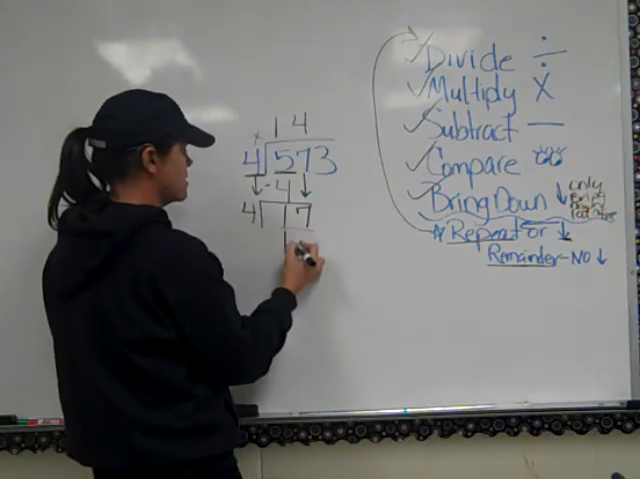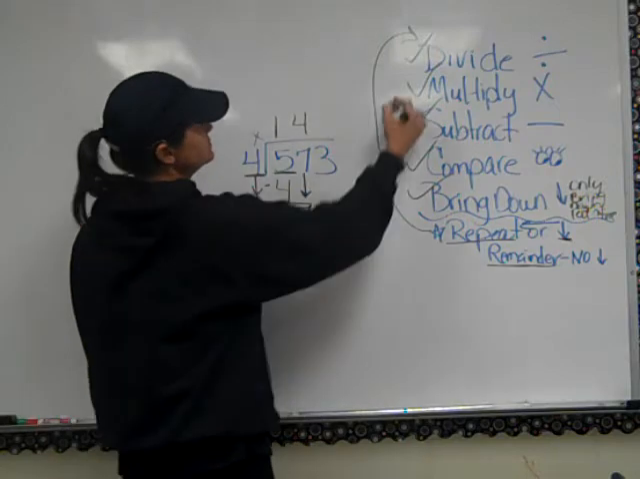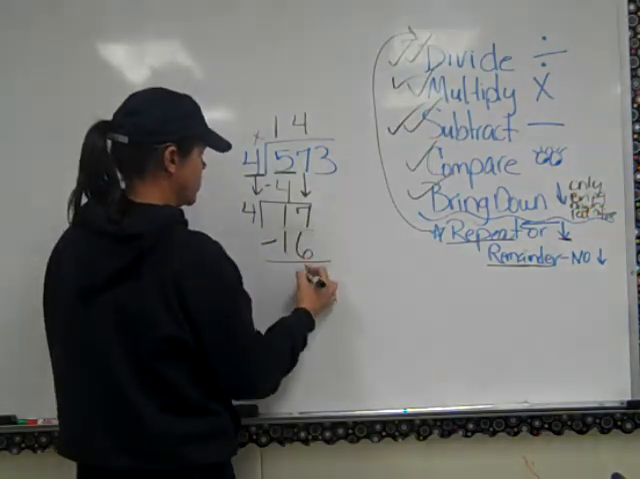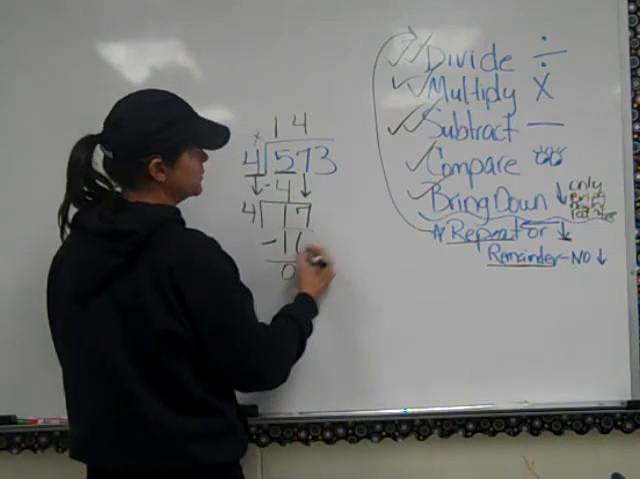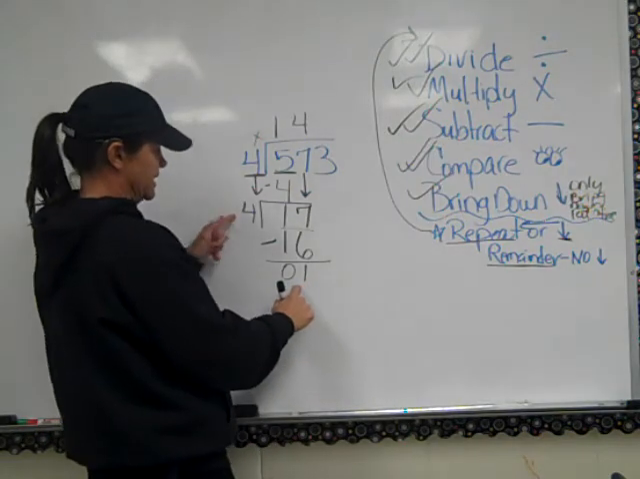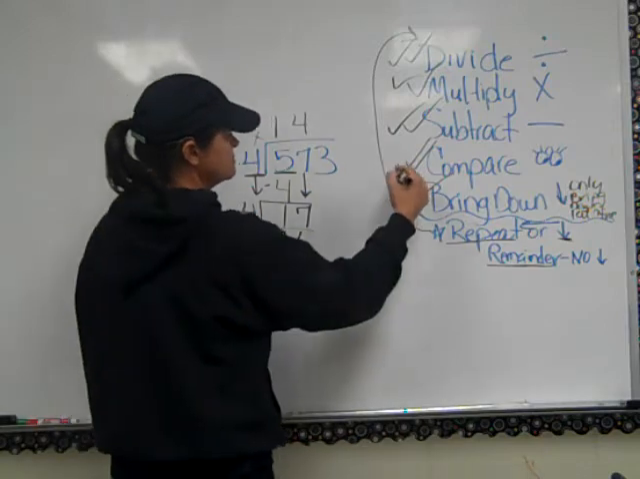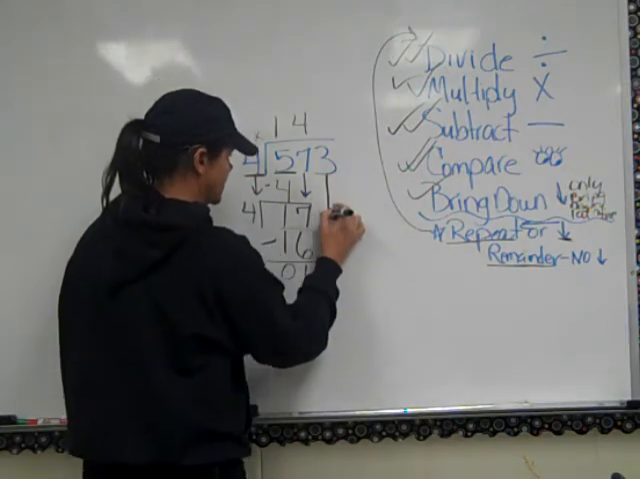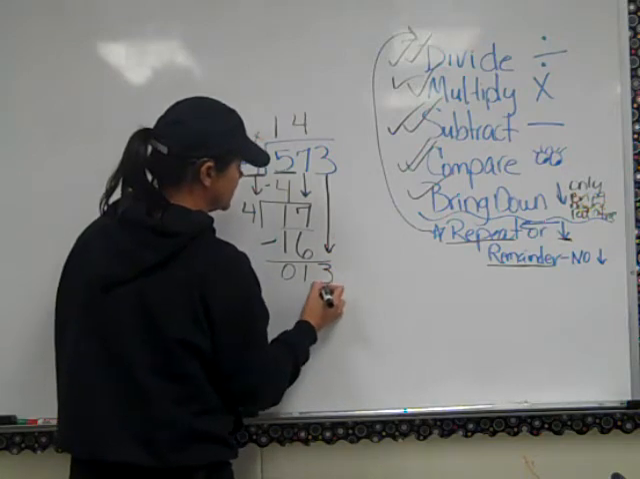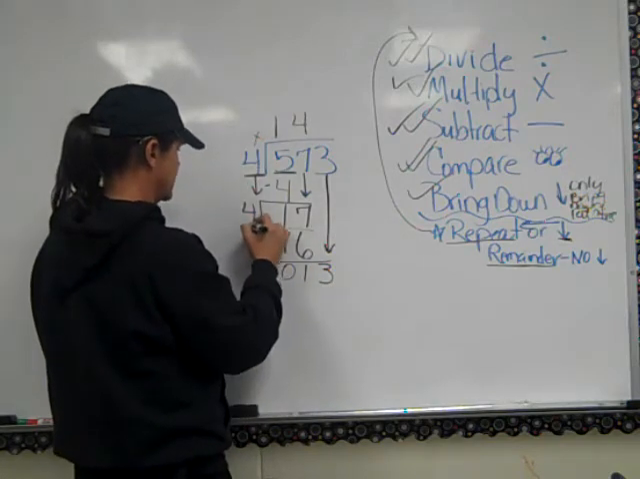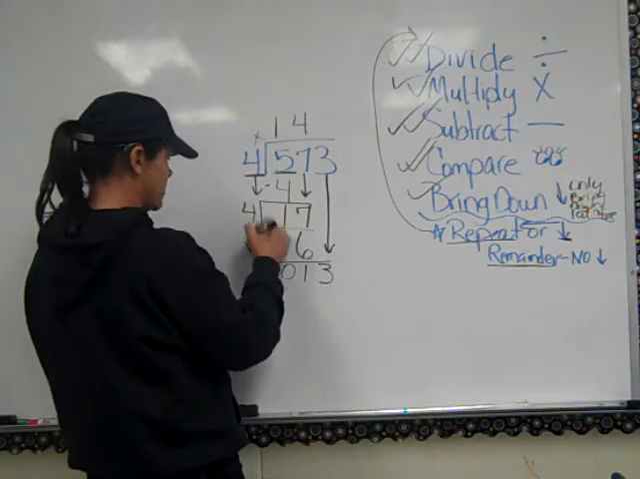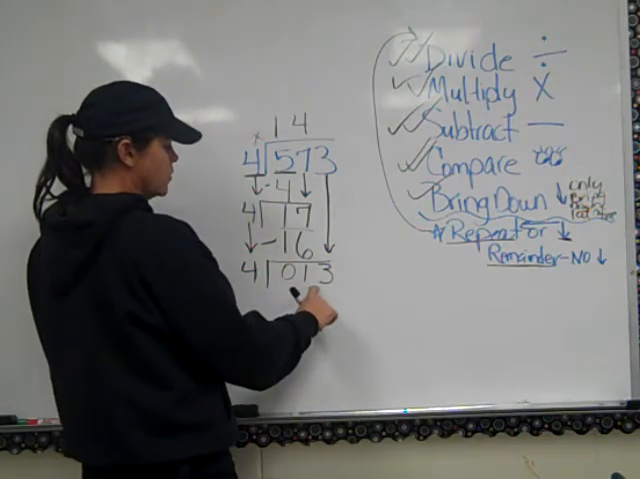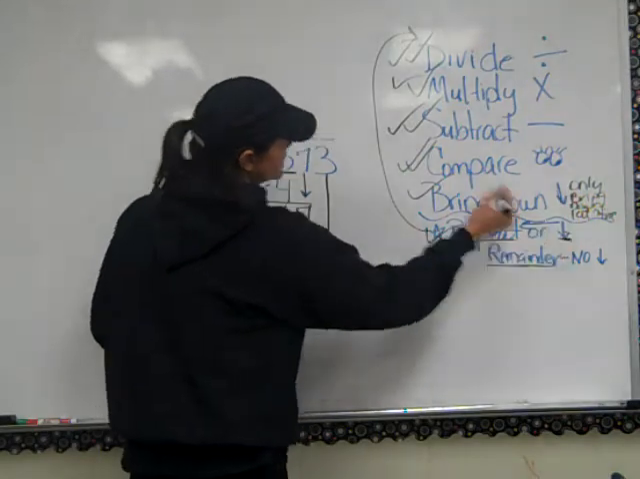4 times 4 is 16. And now I subtract. 7 minus 6 is 1. 1 minus 1 is 0. Compare. Is 1 less than 4? It is. Bring down. Is there another number to bring down? Yes, I've got a 3. So I'm going to bring down that 3 to make a new dividend. But since I have an arrow, I've got to have an arrow over here and bring my divisor down. So 4 will go into 13. We repeat because I had an arrow.